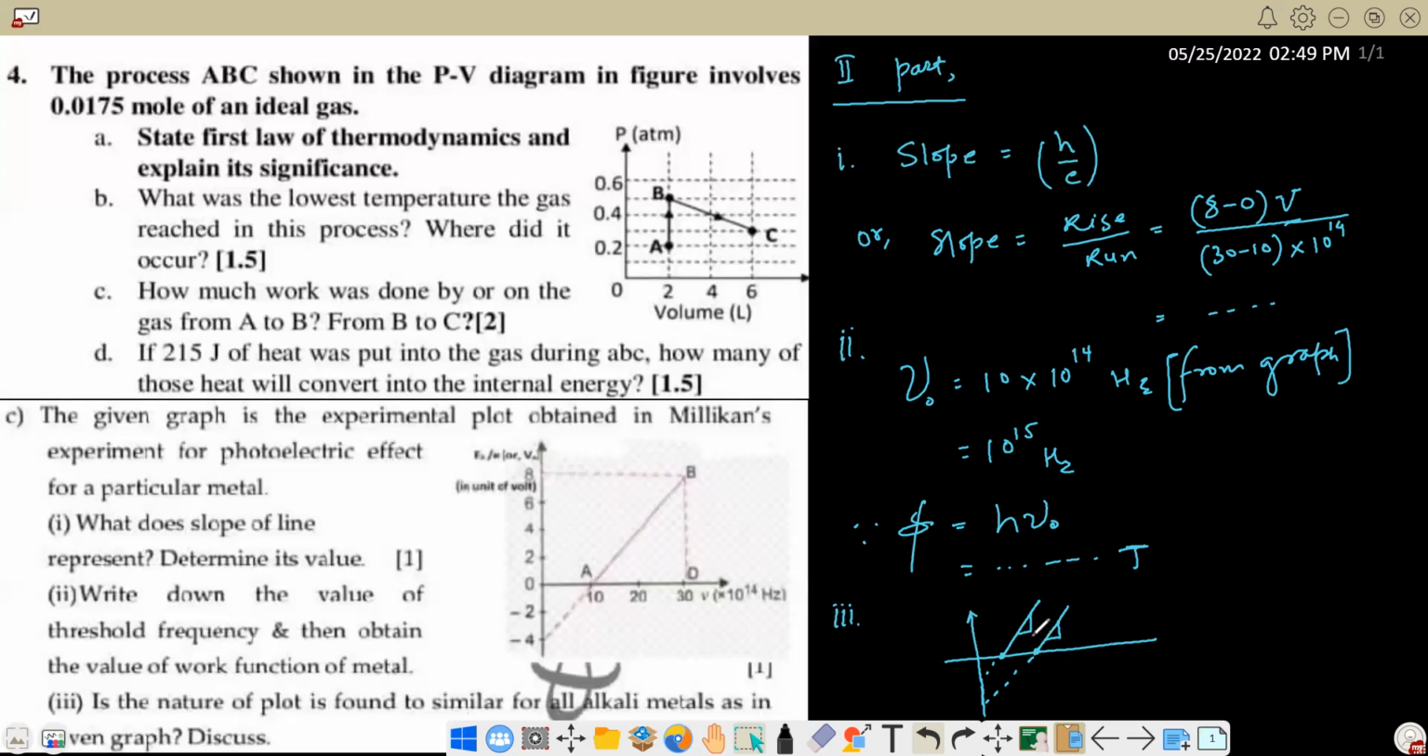So no matter what kind of metal we are going to use, no matter if we use a different alkali metal, the nature of the graph does not change. Why does it not change? The slope is a constant quantity. It's a constant, the ratio of h to e. Okay, so this is the discussion for this number 3. I believe you got the idea properly. Okay, so let me bring another question in the frame and I will be discussing the remaining question.